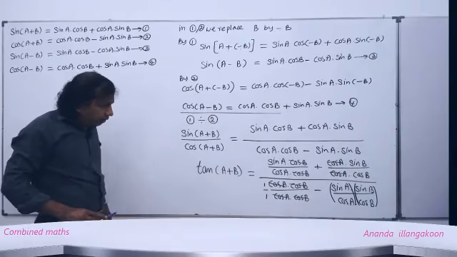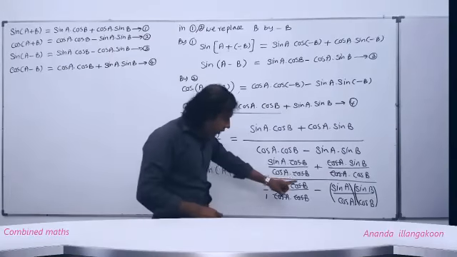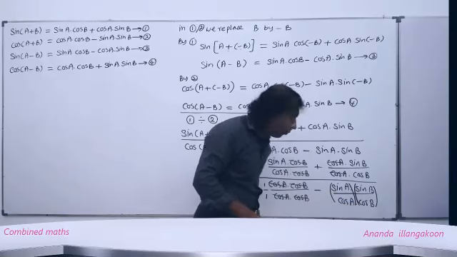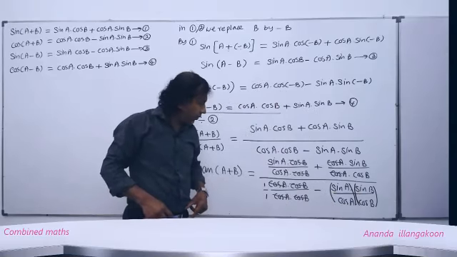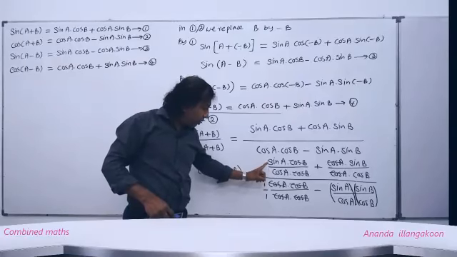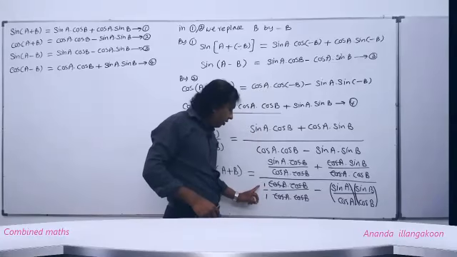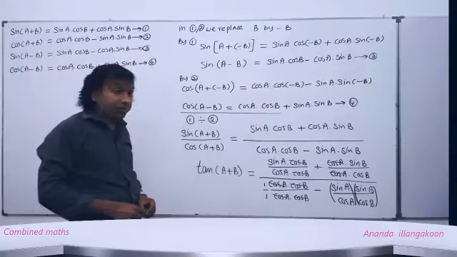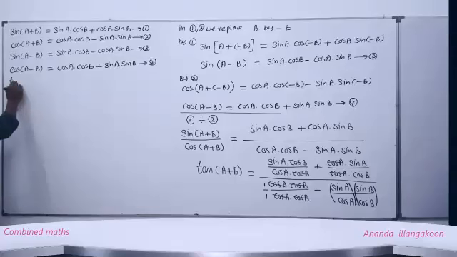Sin A divided by cos A is tan A. Sin B divided by cos B is tan B. Here 1 by 1 is 1 minus tan A tan B. We get the formula for tan A plus B. So what is the tan A plus B formula, therefore? Tan A plus B, right, people?